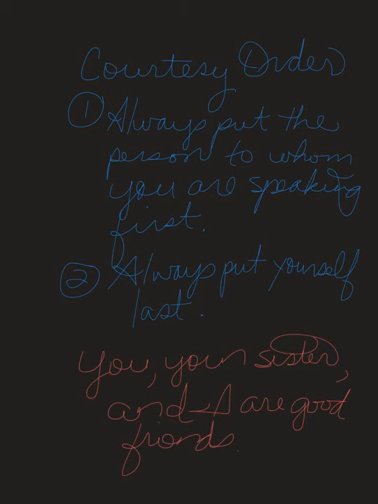One example here, because this is a really easy rule to follow. You, your sister, and I are good friends. So if I were saying this sentence, I am in fact putting you, the person I'm speaking to, first. I'm putting someone else, if I'm speaking about that person, next, your sister, and then I'm putting myself last, I. So the person you're speaking to is always first. You put yourself last, and anybody else would go in between if you have all three of those in that order. All right, next slide.